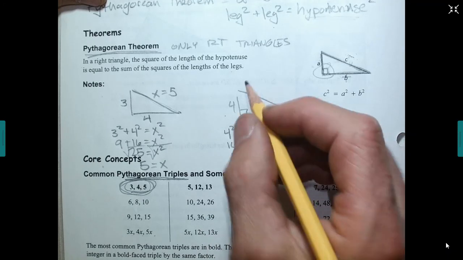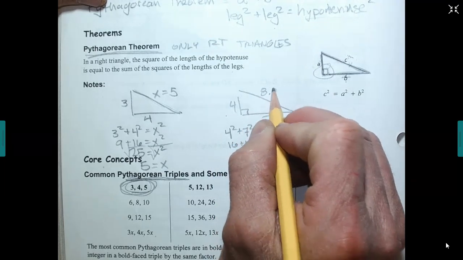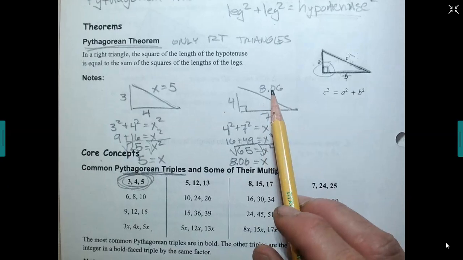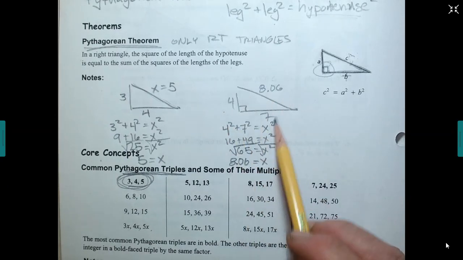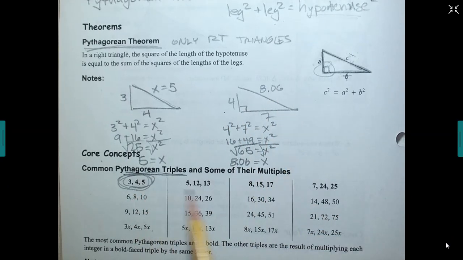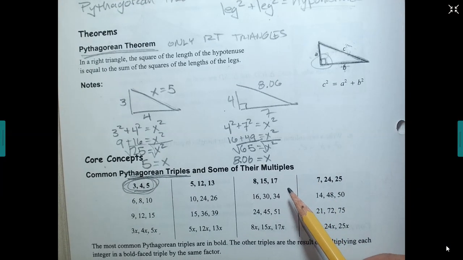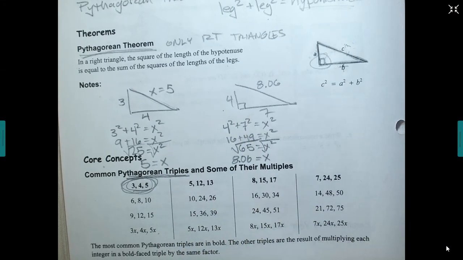So it's not 8.06 perfectly. It's an irrational number, but for our purposes, 8.06. So this would not be a Pythagorean triple, right? It doesn't end up perfectly like these nice whole numbers. Okay, so that's how you do the Pythagorean theorem.